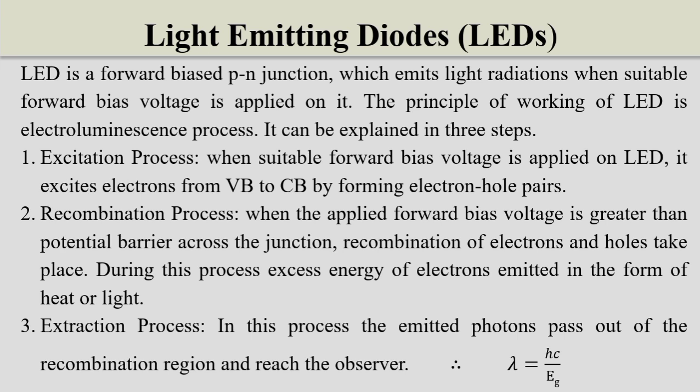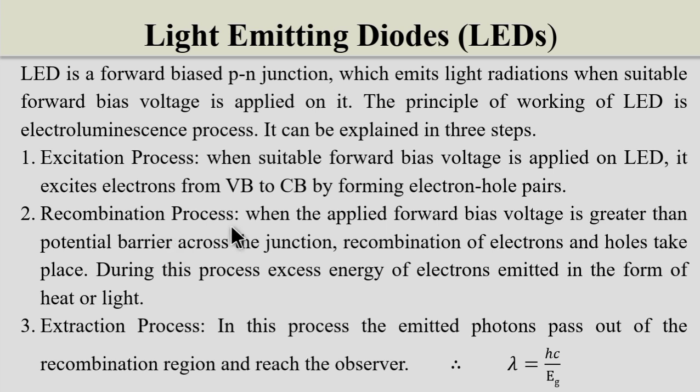This process can be explained in three steps. The first one is the electronic excitation process, which means when a suitable forward bias voltage is applied on the LED, this voltage excites the electron from the valence band to the conduction band by forming an electron and hole pair. And the second one is the recombination process.